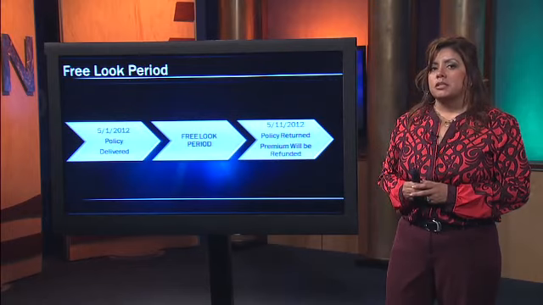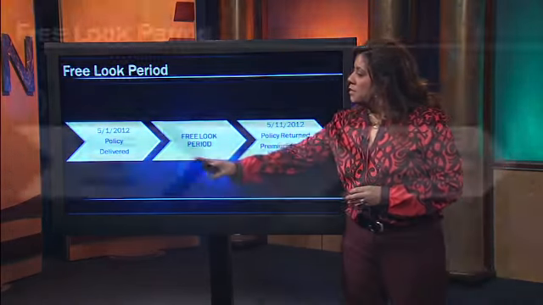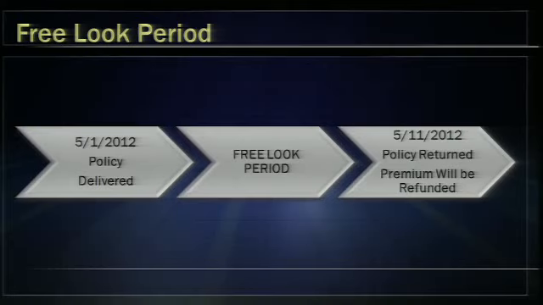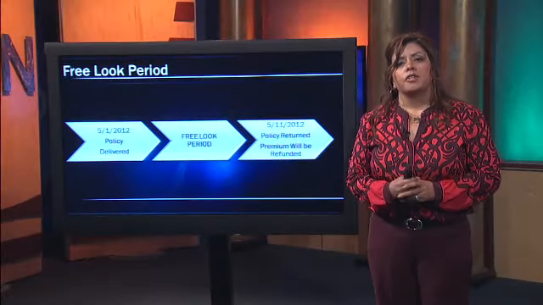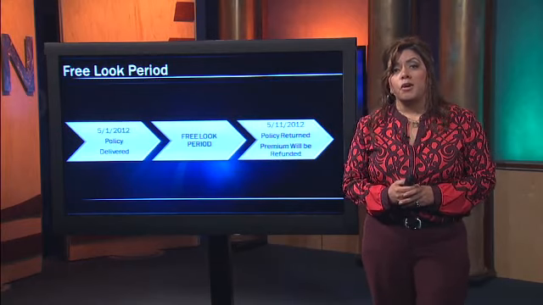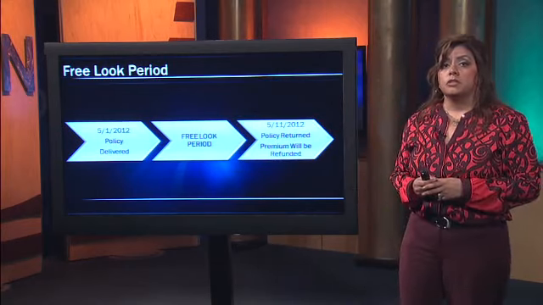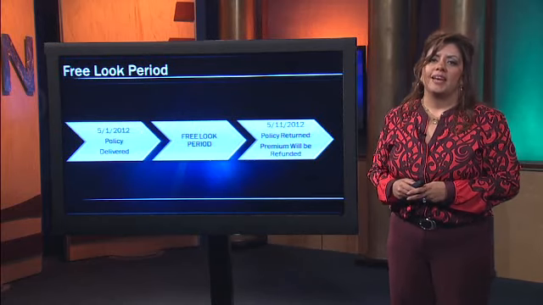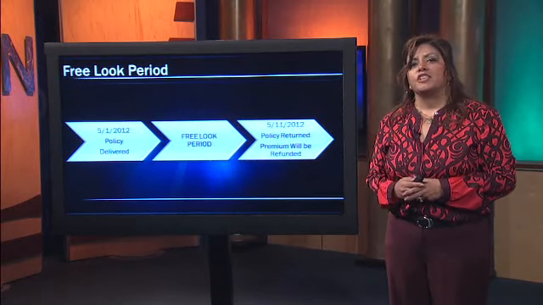Let's take a look at this example. If a policy was delivered on May 1st, the policy owner would have 10 calendar days for the free look period. So they would have up to May 11th to decide whether or not they're going to keep it. If at that point they decide that they don't want the insurance, they simply return it to the company and they will be refunded the initial premium.